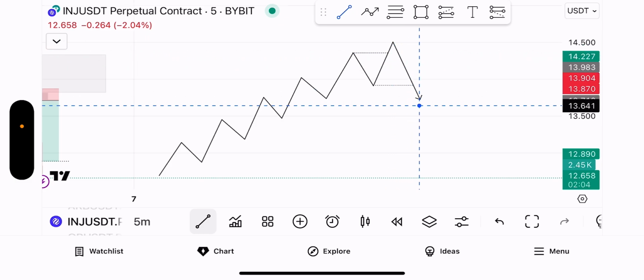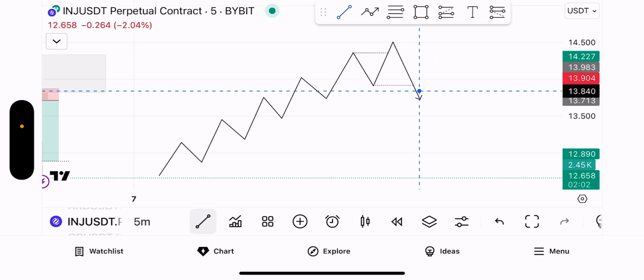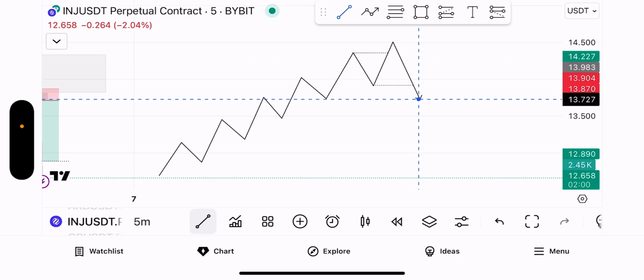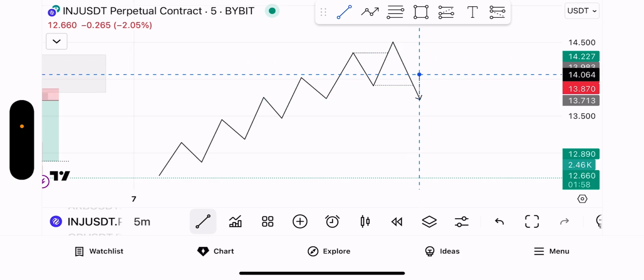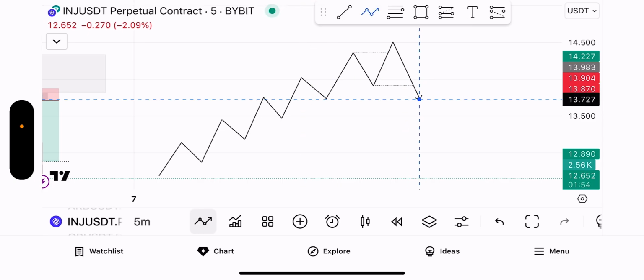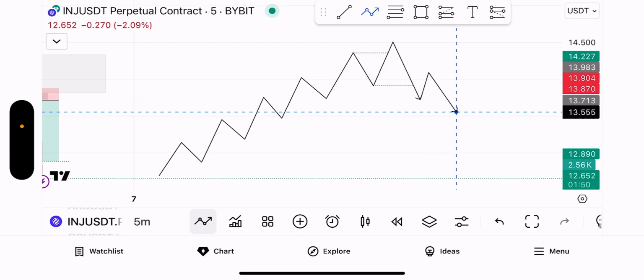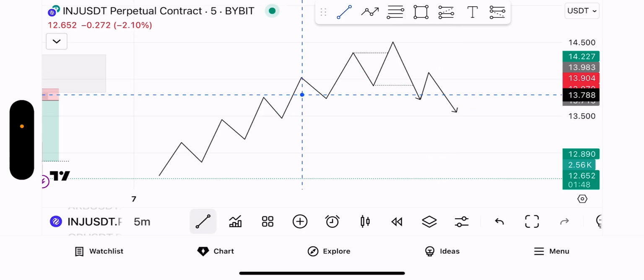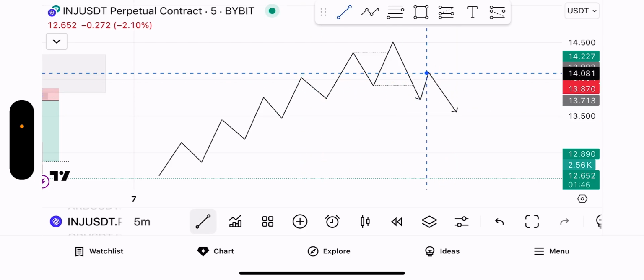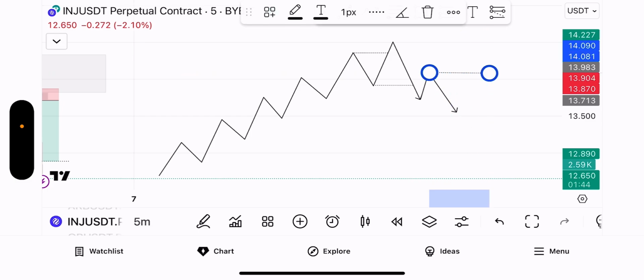Now we have an expansion to the downside. Immediately we have an expansion to the downside here. The first retracement is what I consider to be my inducement. The first retracement, just like this, is what I consider to be my inducement here. So I'll mark out this point here as my inducement.